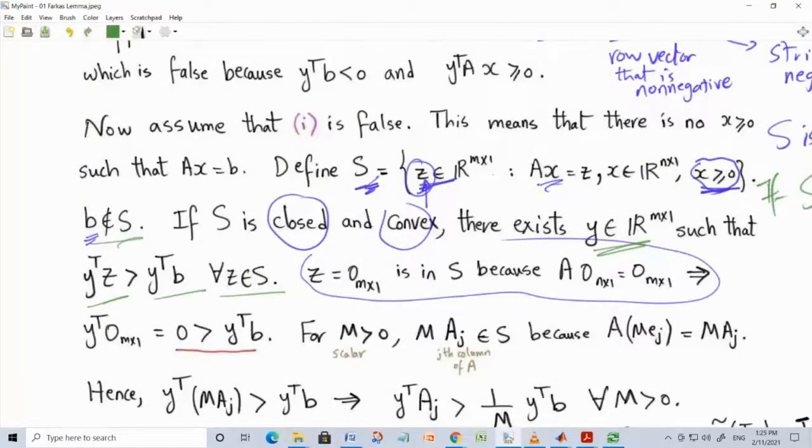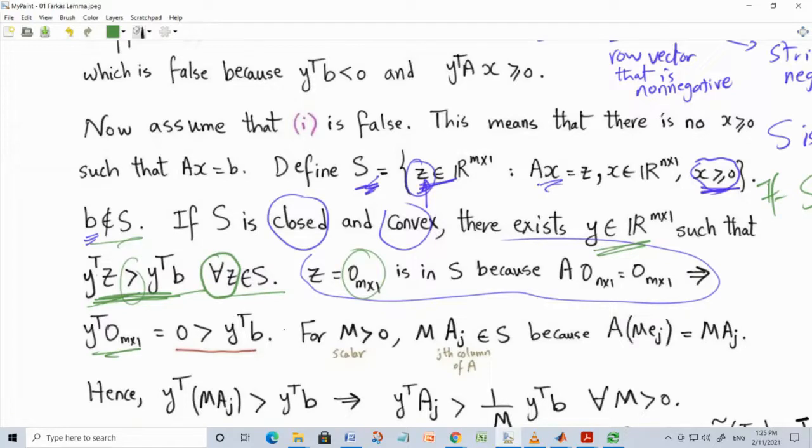Now, since this inequality is valid by the separation theorem for every vector in set S, let's strategically choose some vectors from S. The all zero vector is in S. So it must be the case that Y transpose multiplied by the all zero vector, which gives you 0, is strictly greater than Y transpose B. Again, this statement is true for every Z in S, and one of those Z's is the all zero vector. So Y transpose B is strictly negative.